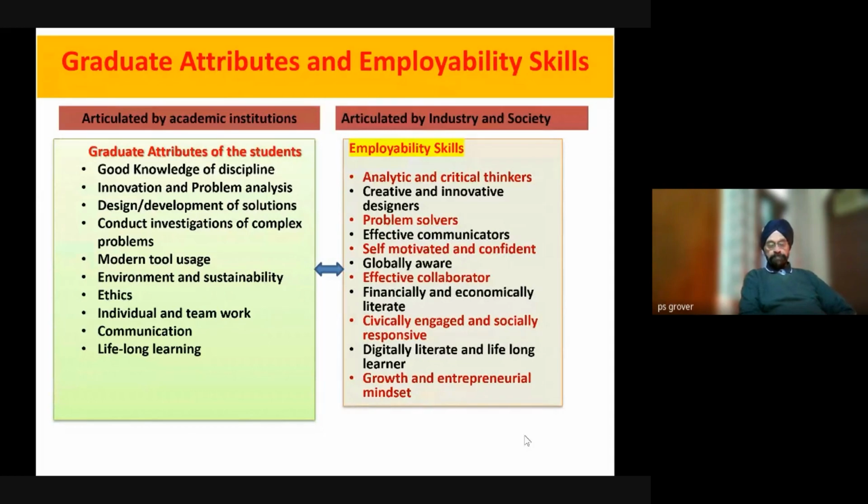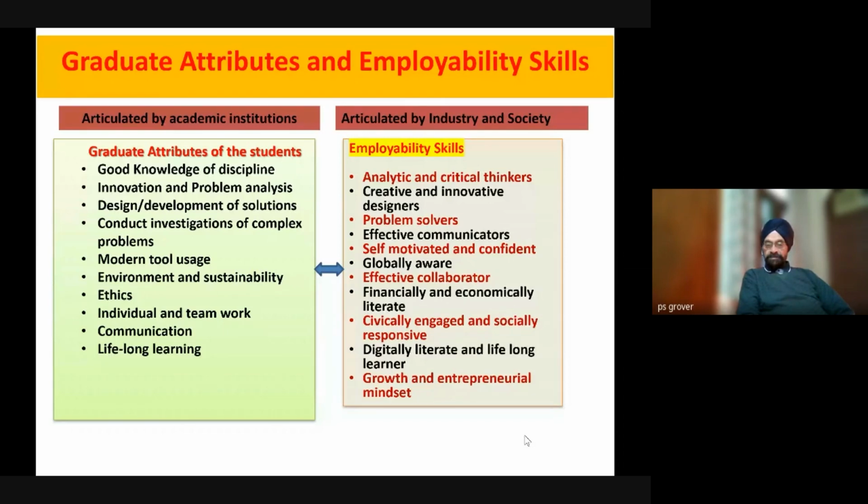Please see here. Now these attributes incorporate the employability skills. Now, what are the employability skills? They are the skills articulated by industry and society. They want analytical and critical thinkers. They want those kind of students. They want problem solvers. They want people who are digitally literate and lifelong learners. They want a growth and entrepreneurial mindset. These are the attributes which the industry wants.